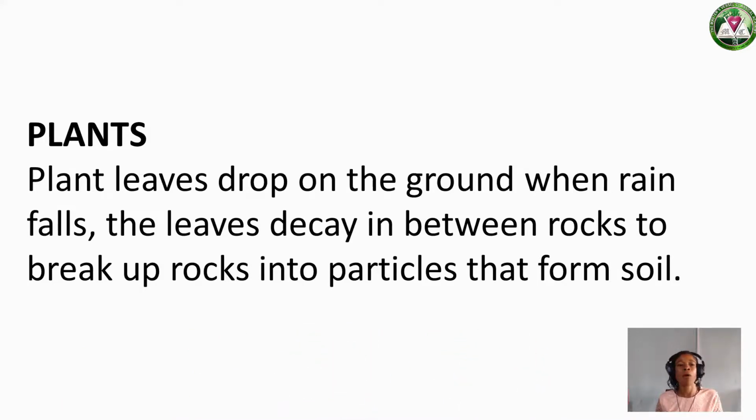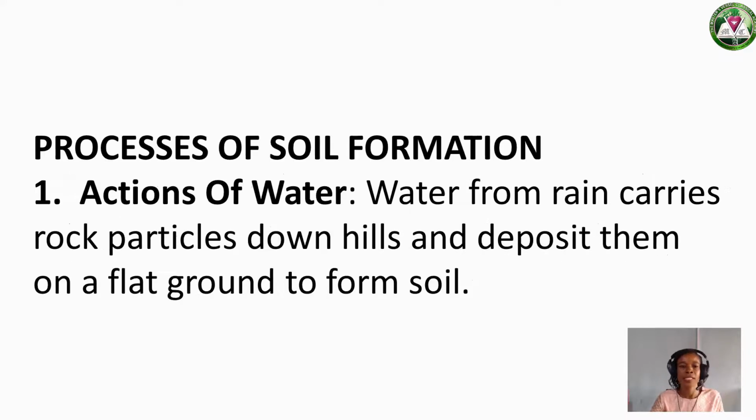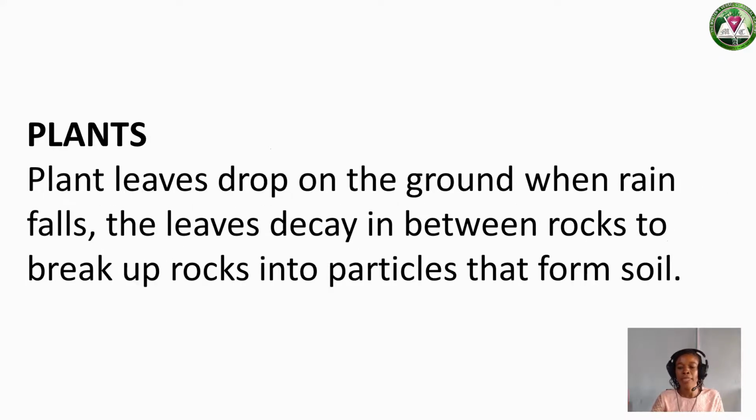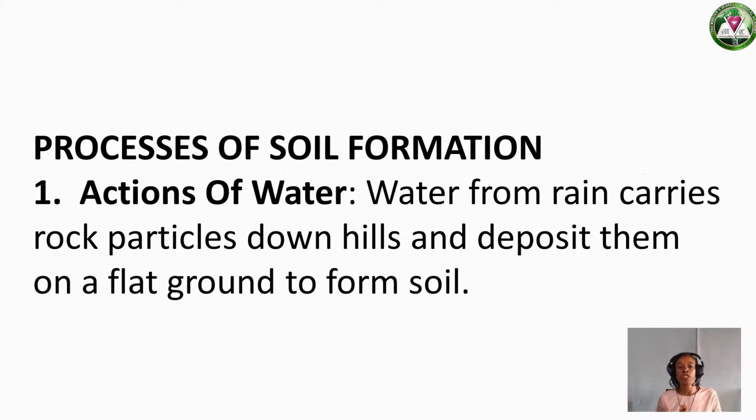Let's look at this now. Plant leaves drop on the ground. You see plants, when they want to wither or dry, you see that the leaves will just be detaching. And when they fall, and when rain falls, the leaves decay. When they decay, what will happen next? They turn to soil. They automatically form what? Soil. Now, we have mentioned and explained these agents of soil formation, about 6 of them.